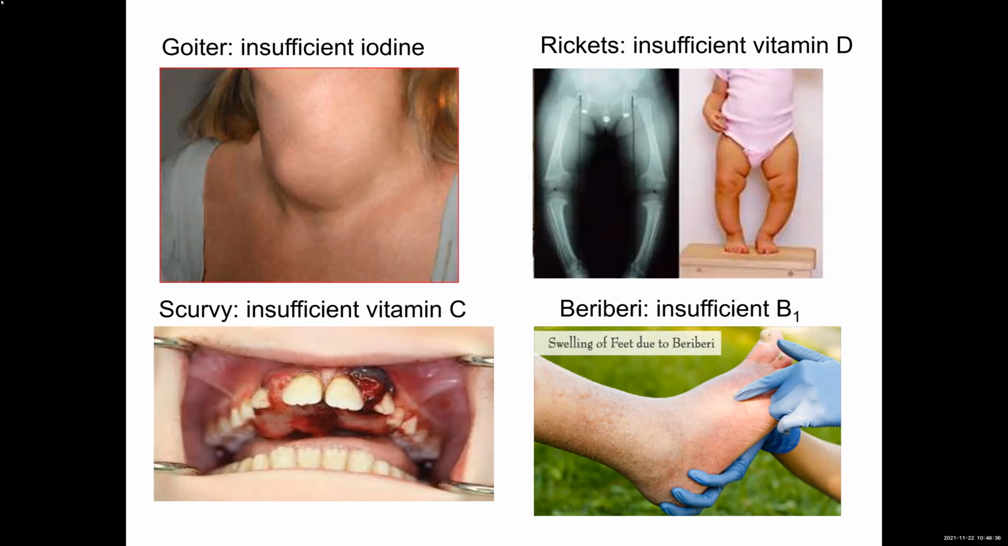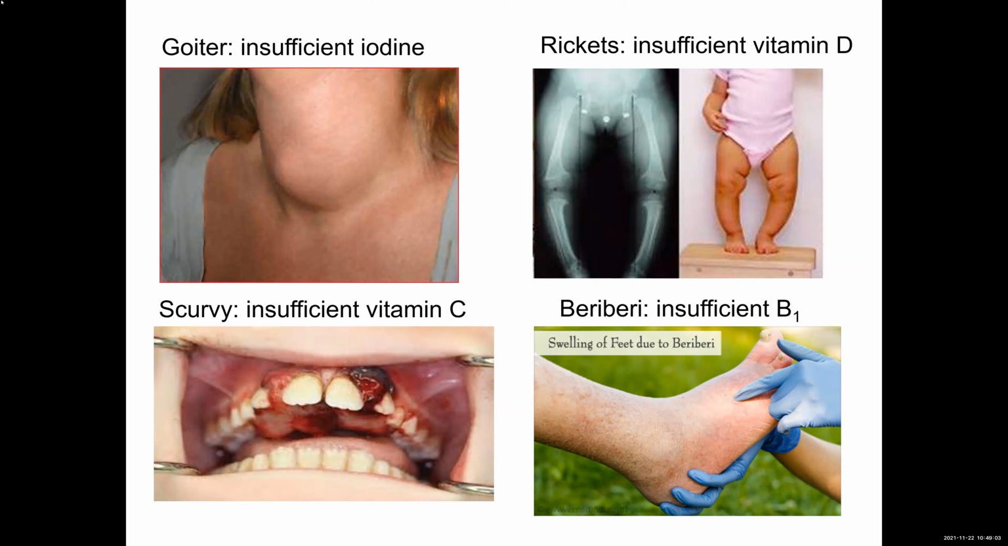Scurvy is what happens if you have insufficient vitamin C. It's pretty easy to avoid, but it used to be really common among sailors who were at sea for long periods of time and were not eating sufficient fruits and vegetables. It can lead to a variety of breakdown of tissues, and if it's severe enough, it can cause loss of your teeth and even death.